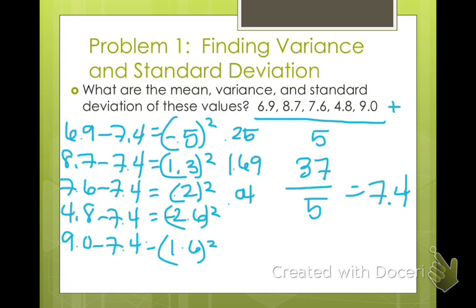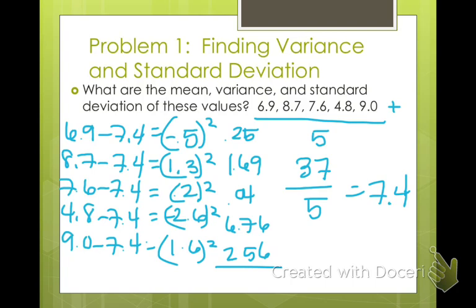2.6 squared is 6.76, and 1.6 squared is 2.56. Okay, so we found the mean, subtracted the mean from all the data values, squared those differences, and now we're going to take the average of these.